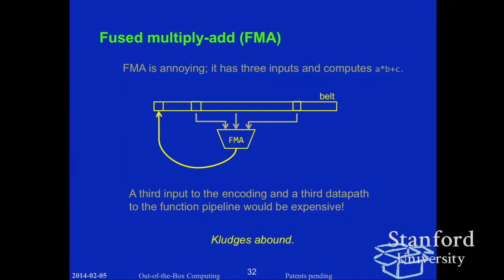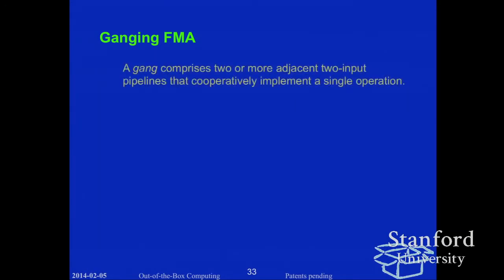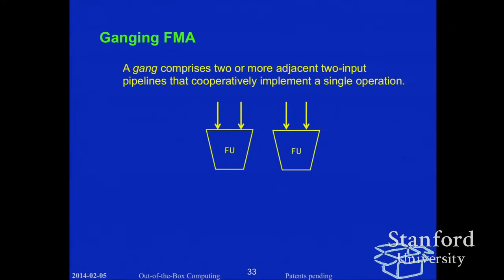Every machine that supports FMA has to deal with this, and the contortions that it uses are extreme. If you want to get into the details, feel free. The Mill doesn't do it quite that way. Instead, we define what we call a gang. These are 2 or more adjacent 2-input data paths that cooperatively implement a single operation.